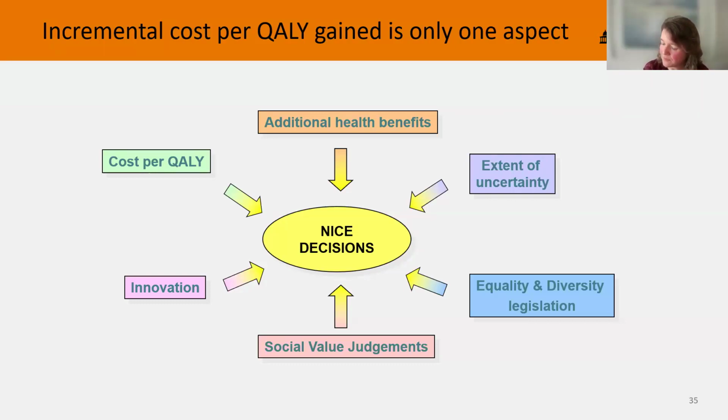That's to do with the highly specialized technologies having a higher threshold, because they want to encourage innovation and new therapies, new treatments in new diseases and so forth. Additional health benefits. So this is stuff that's outside the QALY. So that also is part of the NICE decision-making process. And social value judgments. So this is things like, should there be different thresholds for different disease areas, like orphan drugs or neonatal care and that sort of thing. So there's all sorts of other things beyond the simple ICER that go into NICE decision-making.